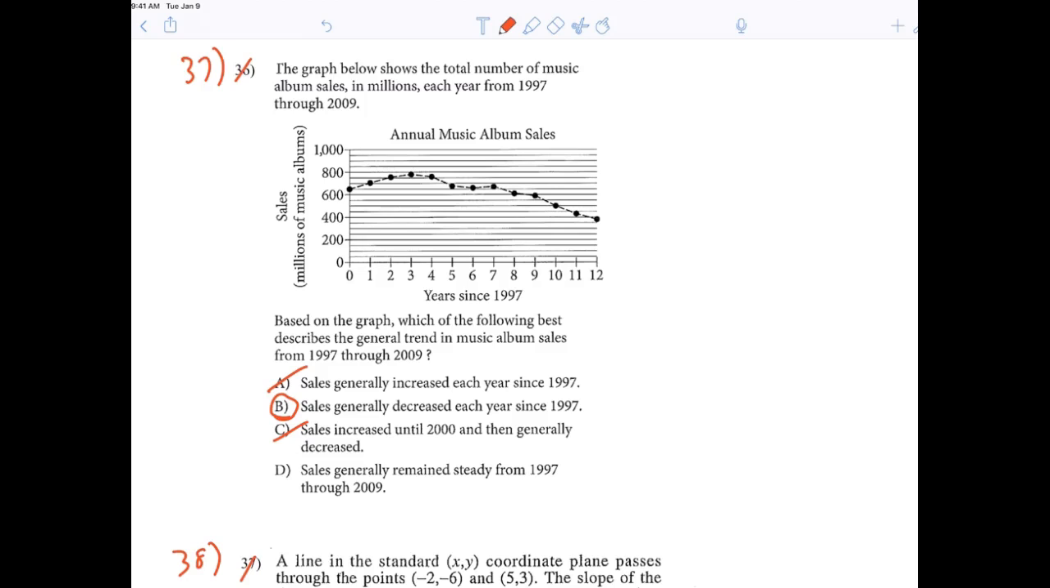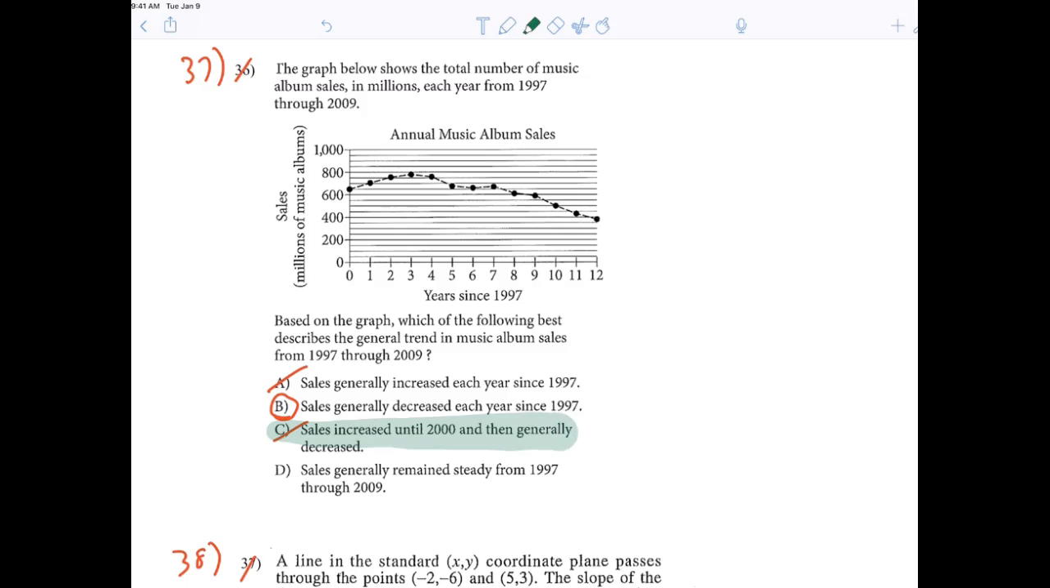Wait, why would it be C? Because it says the sales increased from like 2000. Oh, that's right. I didn't read that. Thank you very much. I think he's right. I just thought it was doing the whole graph. That's why, again, it's a good lesson right there. All right, make sure you read carefully.